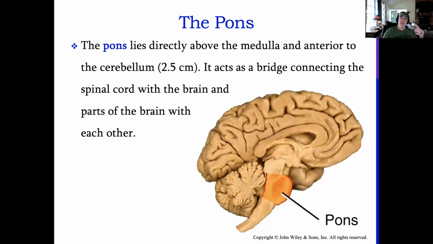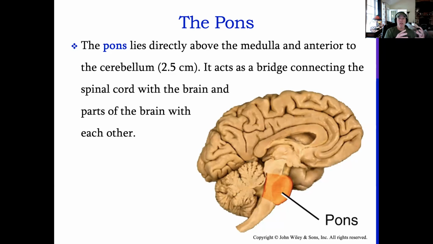Now, the pons is going to be the area just superior to the medulla oblongata. So this area right here. The pons is going to sit basically anterior to our cerebellum, just in front of this space here, which is going to be our 4th ventricle. And the pons essentially is going to be a relay station that is going to allow the spinal cord to connect with the cerebellum and the cerebellum to connect to the cerebrum. So it's a bridge of communication from a lot of different major parts of the central nervous system.